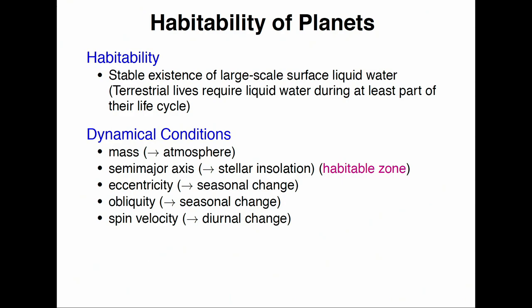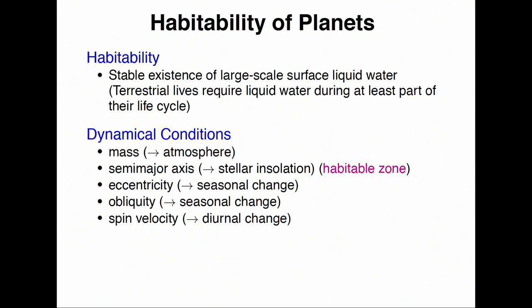So mass, orbits, and also spin parameters. All these matter when we consider habitability. But the classical habitability only considers the semi-major axis. But we already have papers discussing the effect of eccentricity, obliquity, and spin. So these dynamical properties are very important when we consider habitability, as we know.